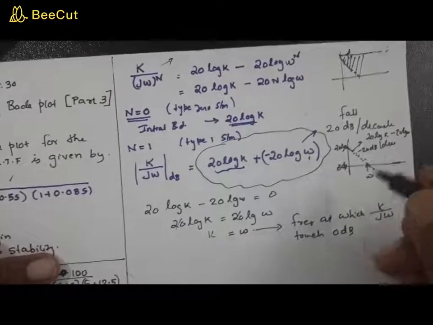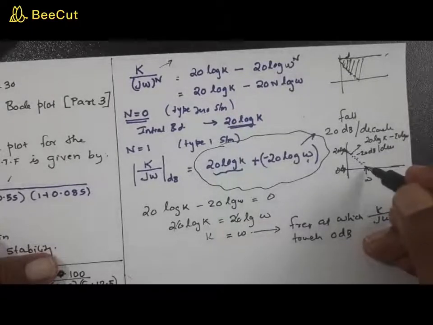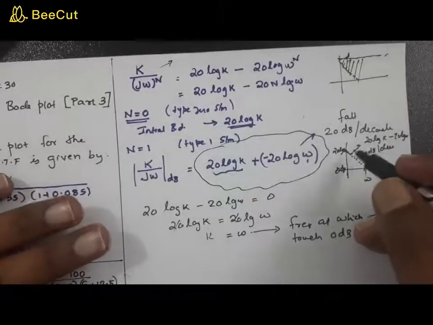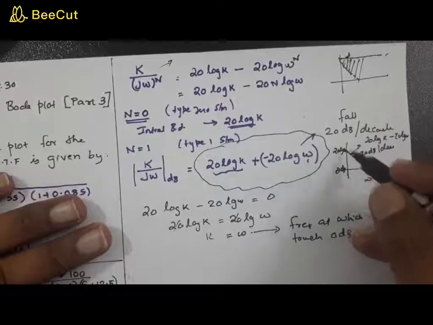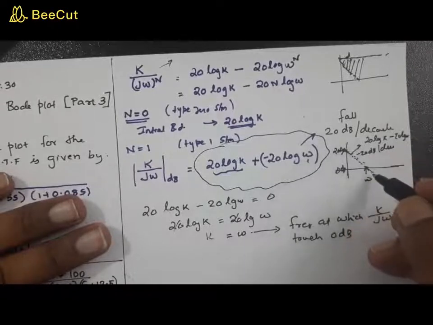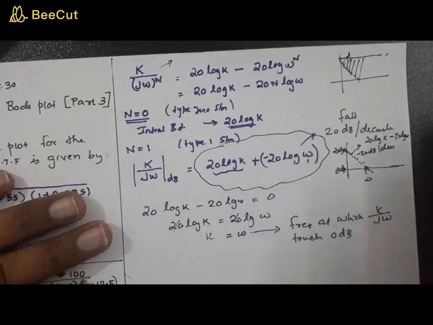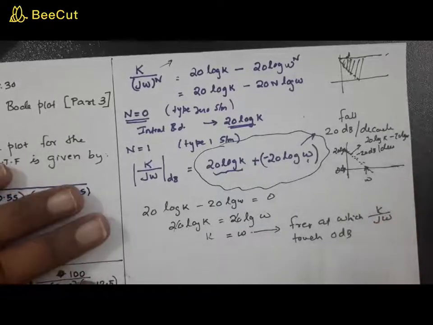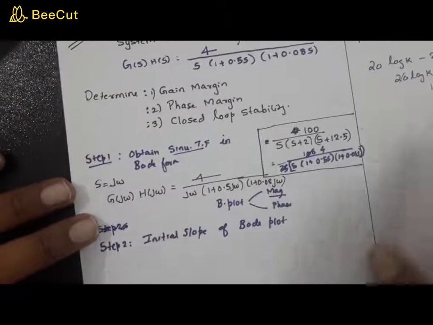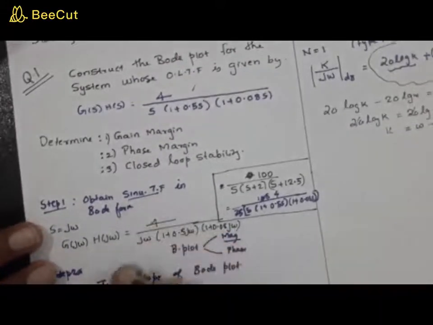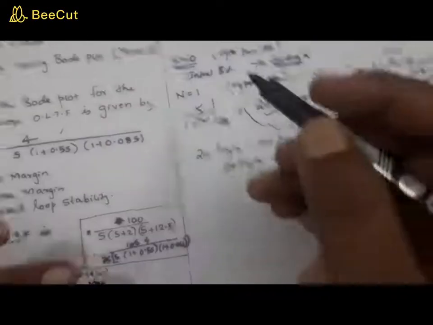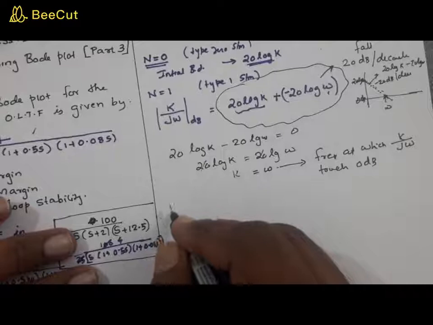Now if you know this point, from this point you can draw a line which passes through it at a rate of minus 20 dB per decade. Now I will show you how to draw that. In this question it is of the form 4 by j omega, so it comes under this category.